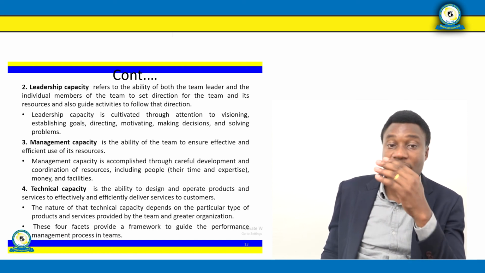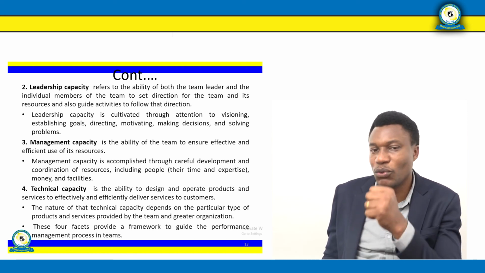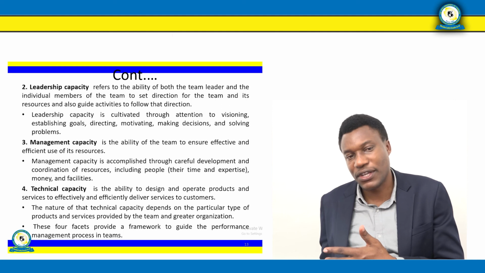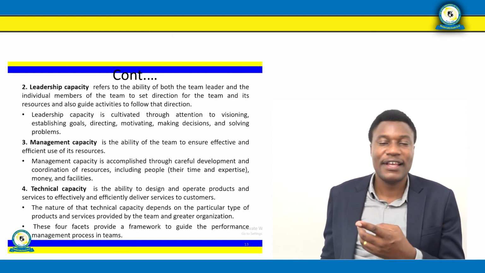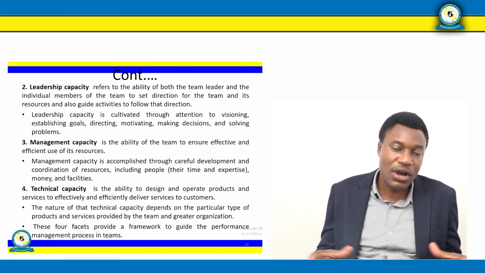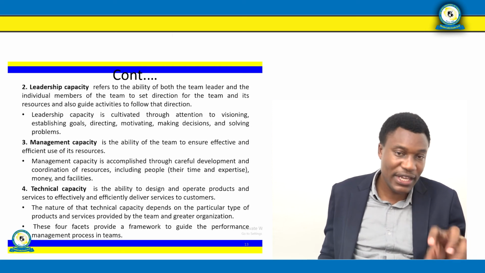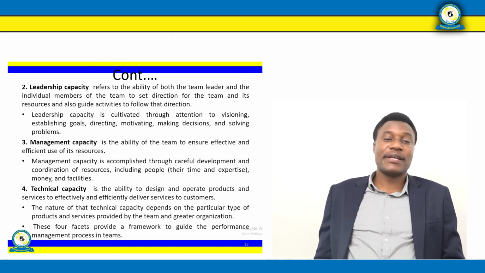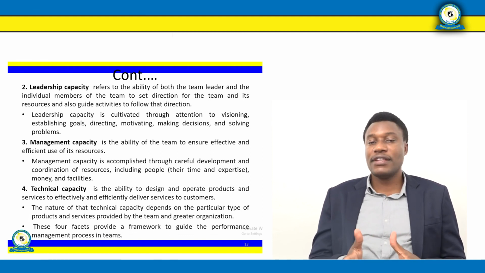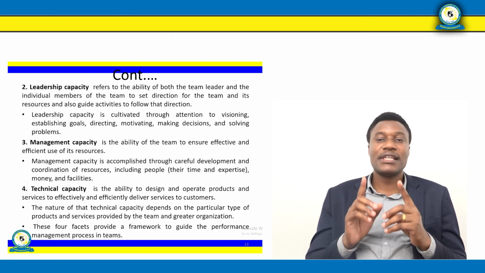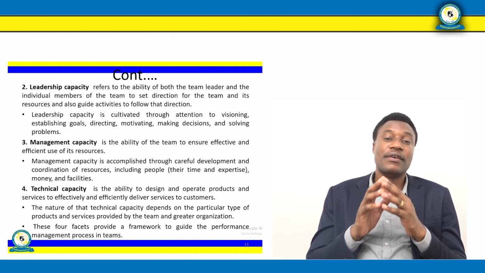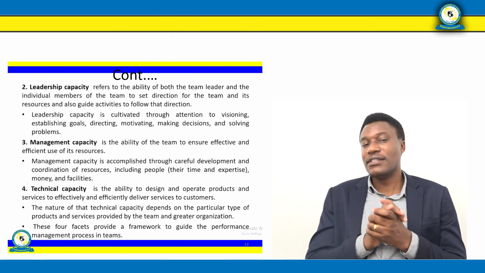The second is leadership capacity. For a team to perform well, it has to adapt to the internal and external situation. The other issue is leadership capacity, because a team comprises more than one person, so we need a team leader. Leadership capacity refers to the ability of both the team leader and the individual members of the team to set direction for the team and its resources, and also guide activities to follow that direction. That is leadership.